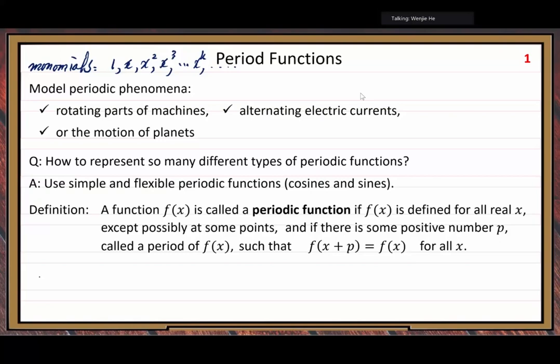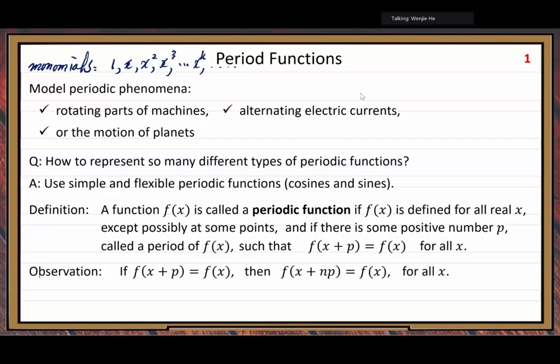Observation: based on this definition, if f of x plus p equals f of x, then we can conclude that f of x plus n p also equals f of x, where n is an integer, positive or negative.